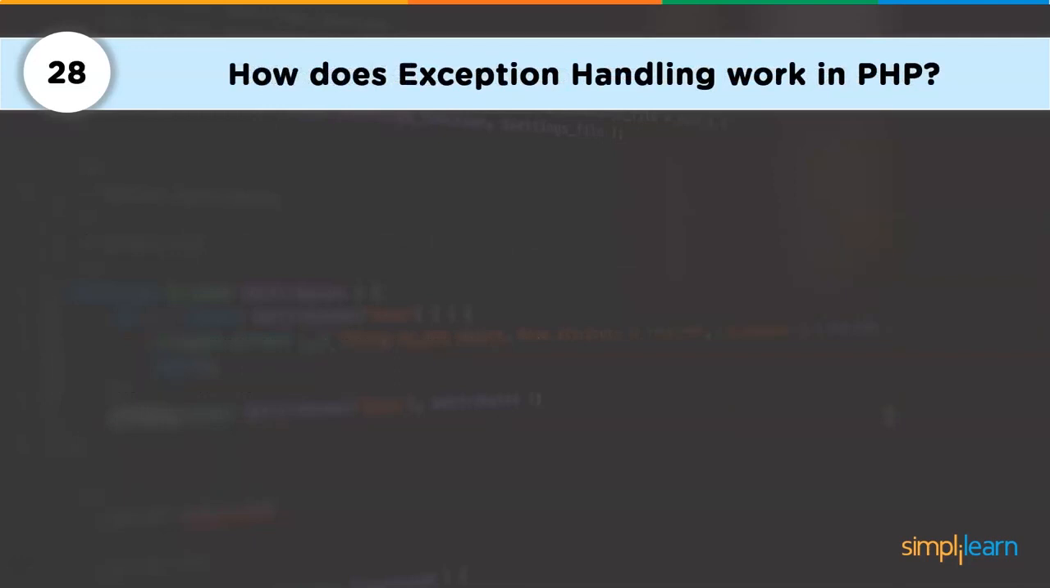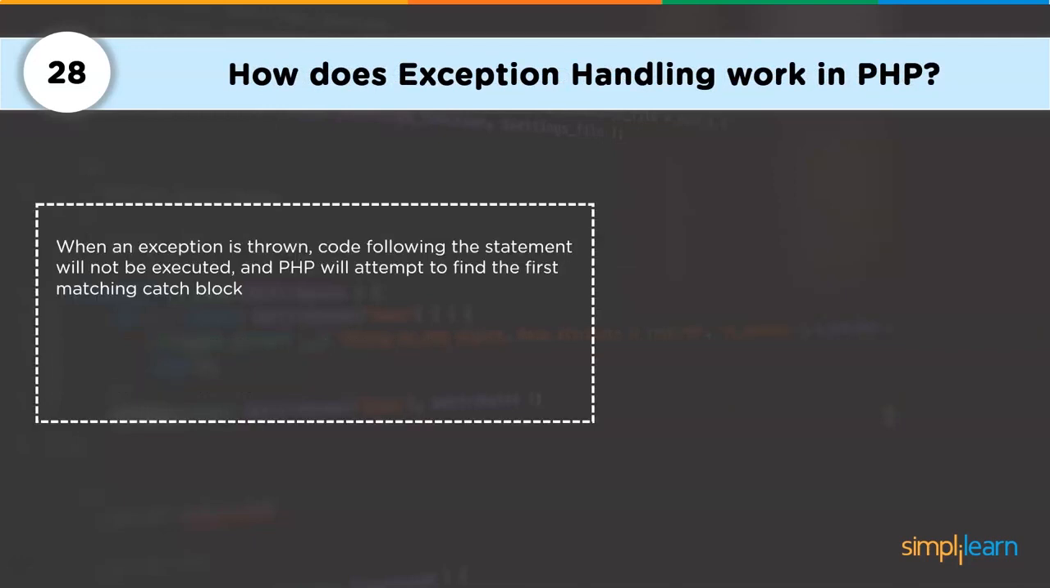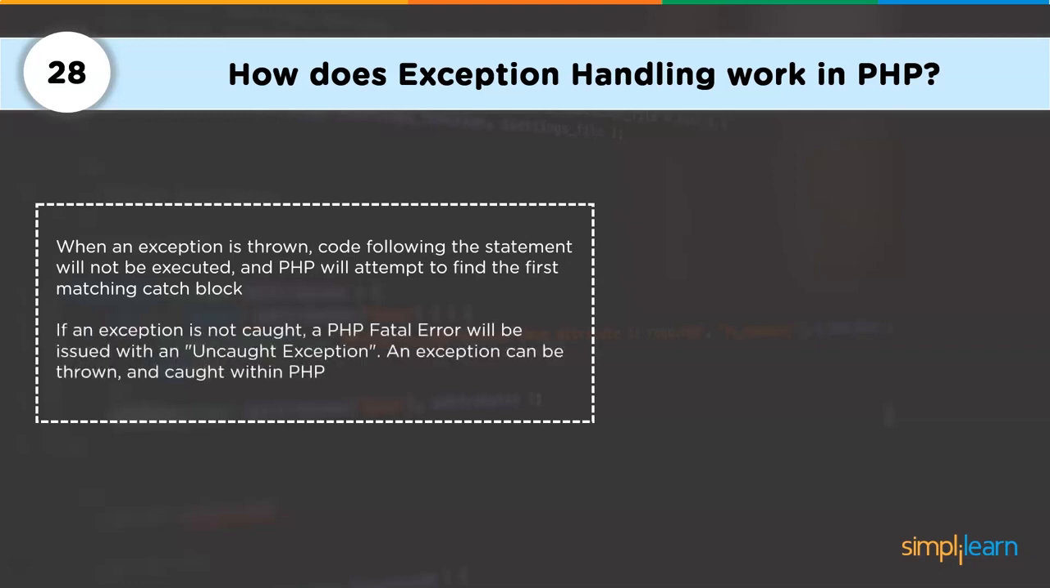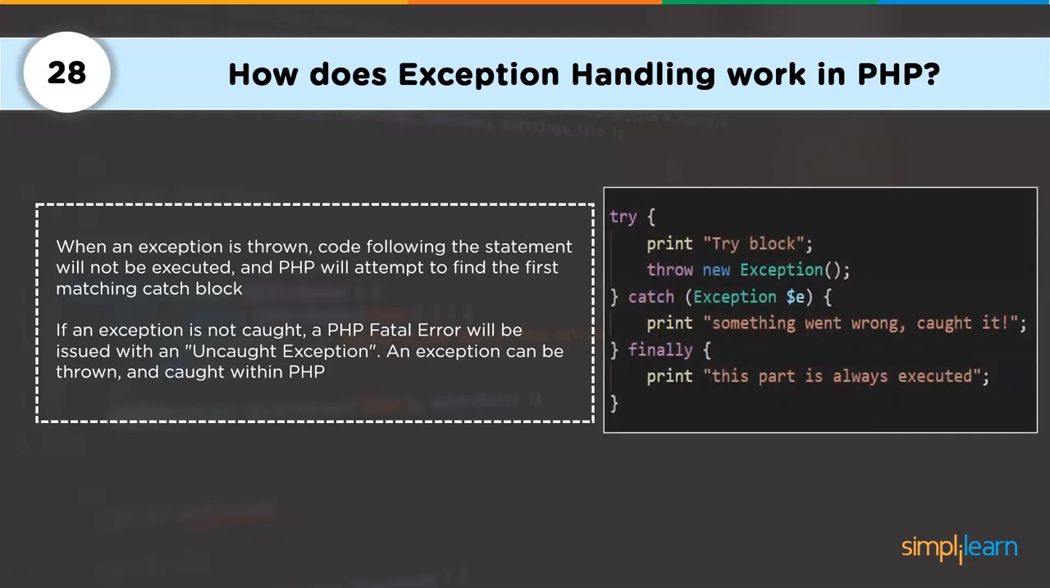Next question, how does exception handling work in PHP? So when an exception is thrown, code following the statement will not be executed, and PHP will attempt to find the first matching catch block. So if an exception is not caught, a PHP fatal error will be issued with an uncaught exception. An exception can be thrown and caught within PHP. So what we do is we use this try and catch method to try the code, and if an error occurs, we can catch. If an exception occurs, we can throw it, and the catch function will catch the exception. And if we do not include the catch function, it will result in a fatal error.